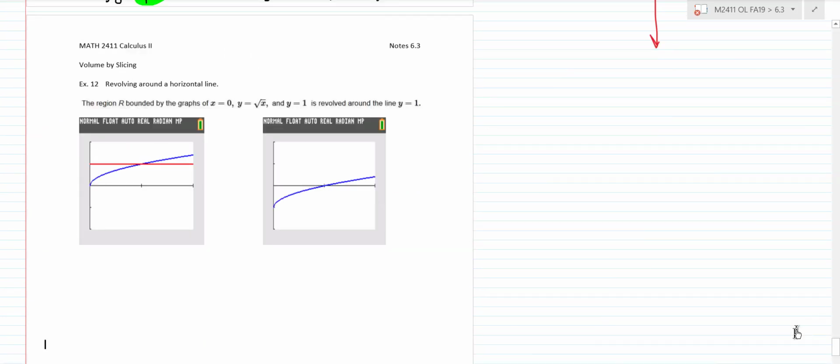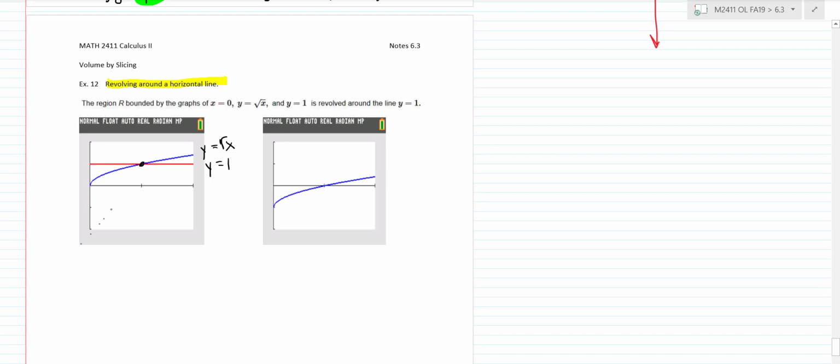Okay, so let's wrap up this last example when you revolve around a horizontal line. This time, instead of going around the x-axis, we're actually rotating around this line. So this is creating a shape that's going about that line like that. First thing I'm going to do is I went ahead and just graphed this on the calculator. This is y equals square root of x, and then the lower curve is y equals 1. So we want to find that. We're going to go from x equals 0 to where y equals 1.